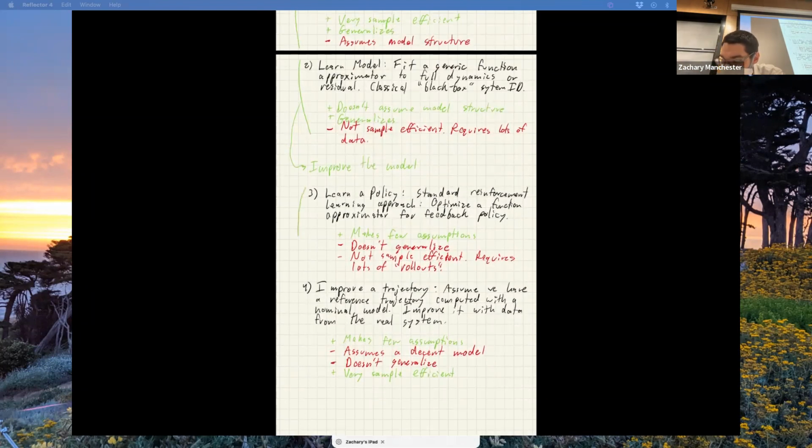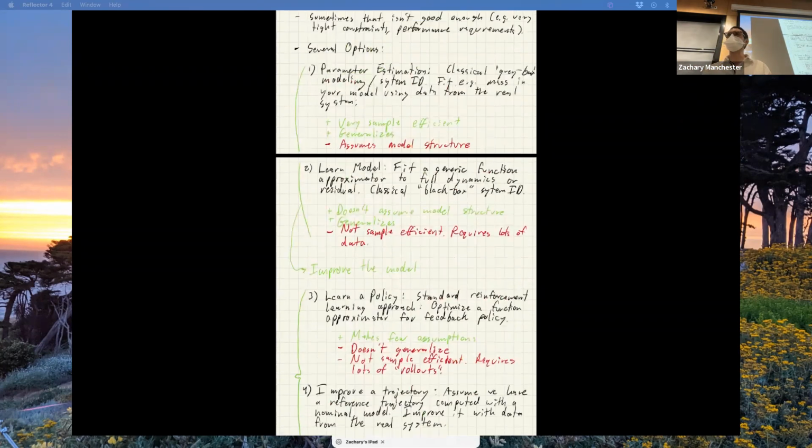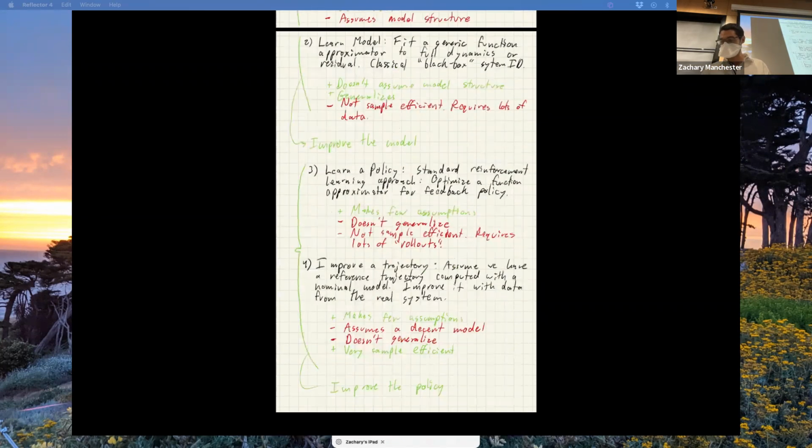Okay, so this other category here is sort of improve the policy, right? Don't try to make the model better, just take what you've got and try to make the controller better. Okay, questions about this? This is high level, and I don't know how I try to categorize these things.